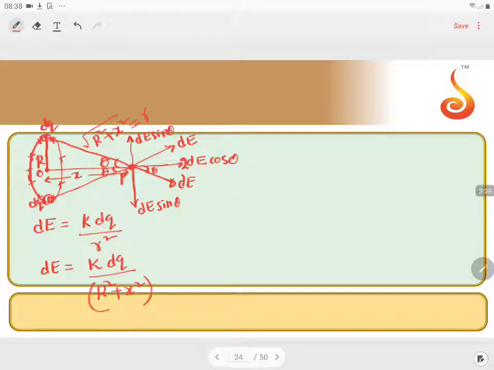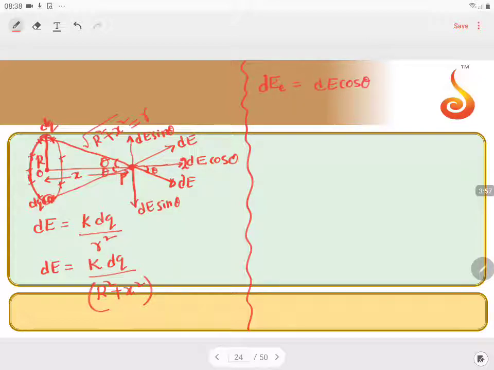So what will happen? The dE sin theta of the first element will be cancelled by the dE sin theta of the second element. This happens for every elemental charge on the ring. The dE sin theta produced by one element will be cancelled by the dE sin theta of the directly opposite element. So effectively, each element will produce only dE cos theta along the axis. So what is the effective electric field? The effective electric field produced by each element is only dE cos theta. Don't consider dE sin theta.